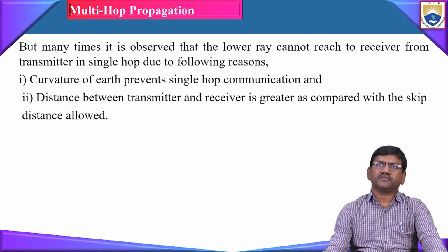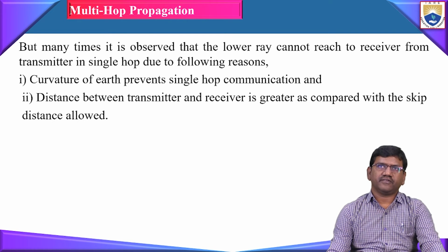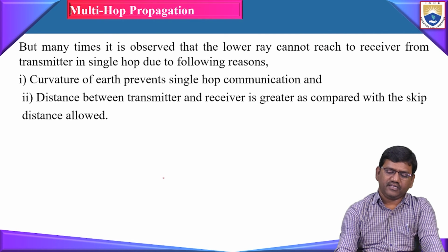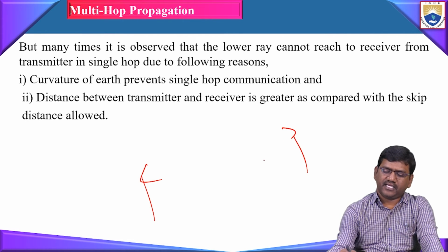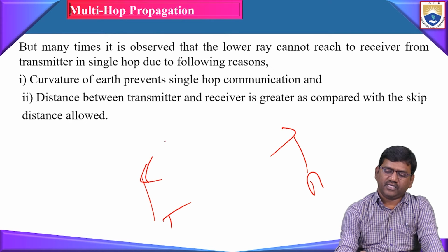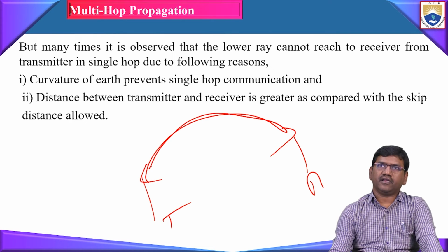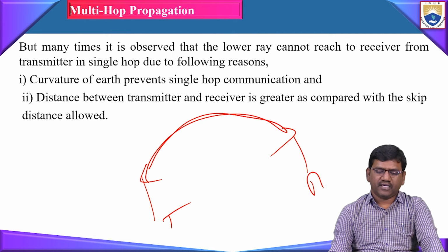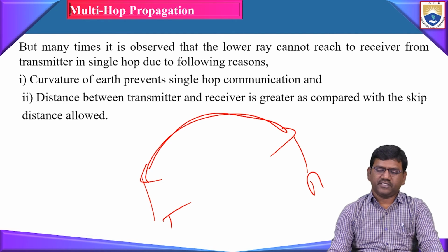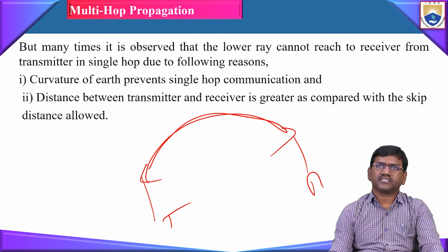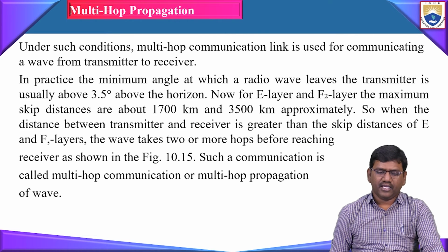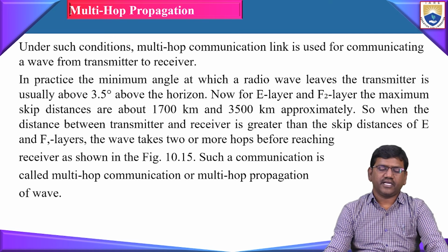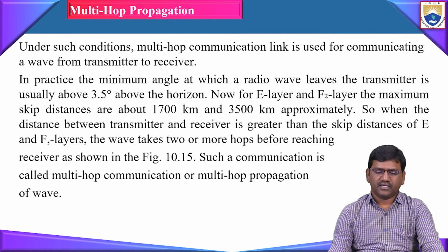But many times it is observed that the lower ray cannot reach the receiver from the transmitter in a single hop, due to the following reasons. Though the lower ray is stronger, it cannot reach the receiving antenna due to the curvature of the earth, and because the distance between the transmitter and receiver is greater than the skip distance. Hence, under such conditions, a multi-hop communication link is used for communicating a wave from transmitter to receiver.